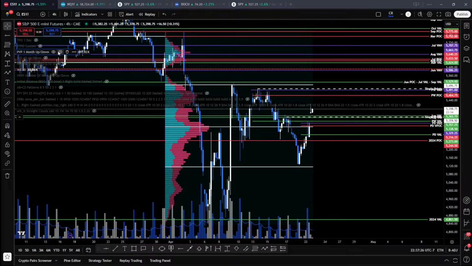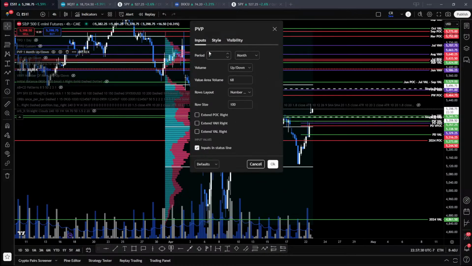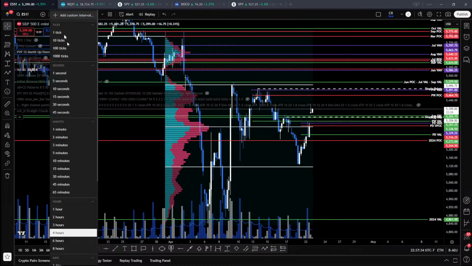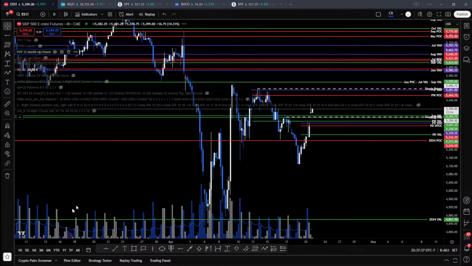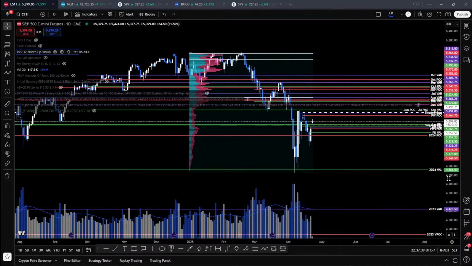But just know that. And then from here, the last thing we're going to be looking at is period 12 months. And we switch to daily candles. And that would give us our yearly levels, right?